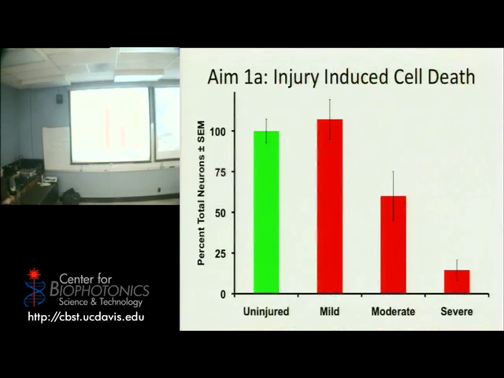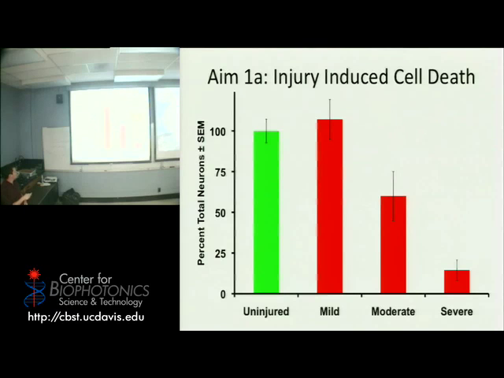And so this is what the data look like. So again, I have my controls. I have some cells that are uninjured. So I have to know how many cells are usually in a well. And then I did either a mild, a moderate, or a severe stretch. So I just increased the amount I stretched them. The amount of time it took to get stretched and come back was the same, but just how much.